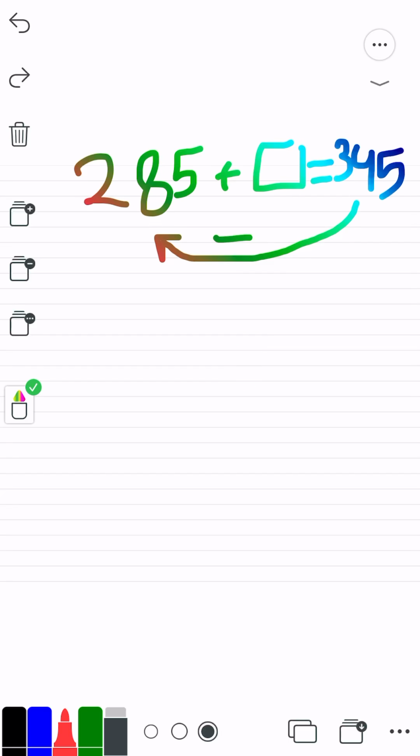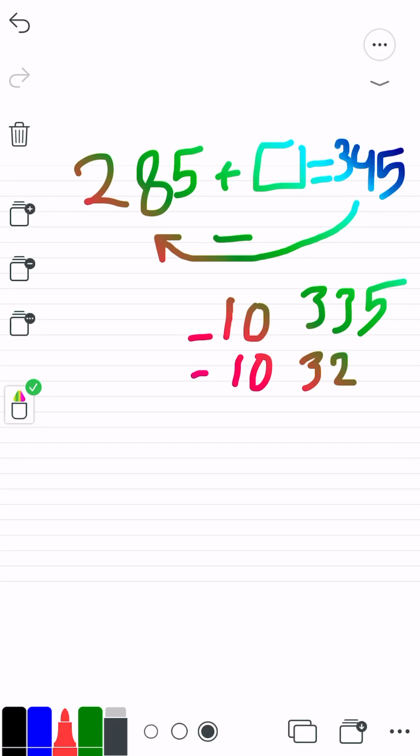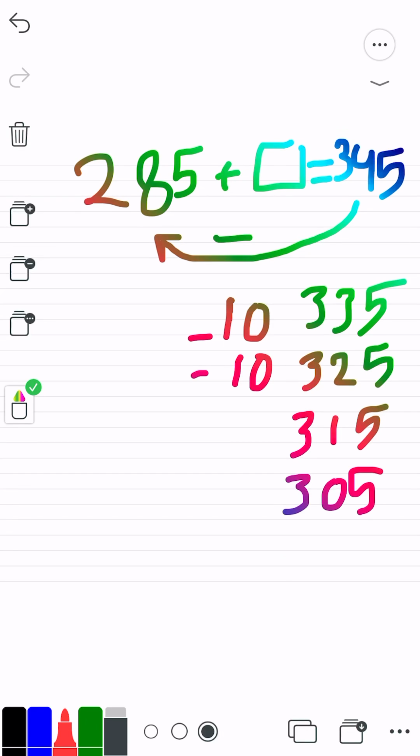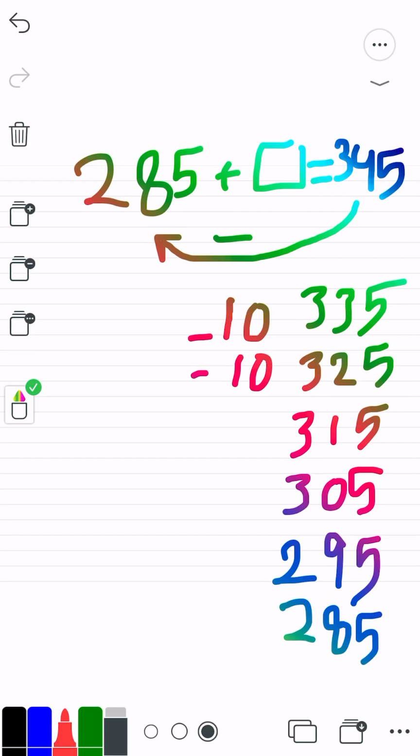Count back from 345 in tens until you reach 285. So 345, look, here we have, how many tens are we subtracting? Here, minus 10 equals 335. Minus 10 equals 325, then 315, then 305, then 295, then 285. So now how many tens?